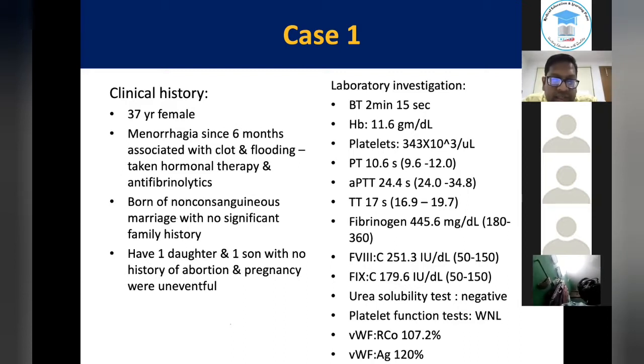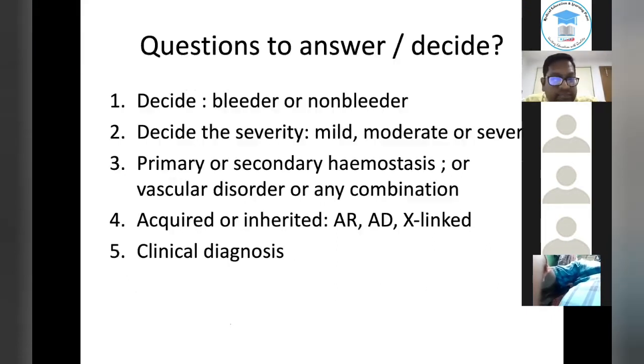Factor 9 is again normal. Looking at the urea solubility test, it is negative, and the platelet function test all appears to be within normal limits, and von Willebrand factor ristocetin cofactor is 107 and antigen is 120. So with this clinical history and the case being extensively worked out, you can understand that we couldn't ascertain a hemostatic abnormality in this case.